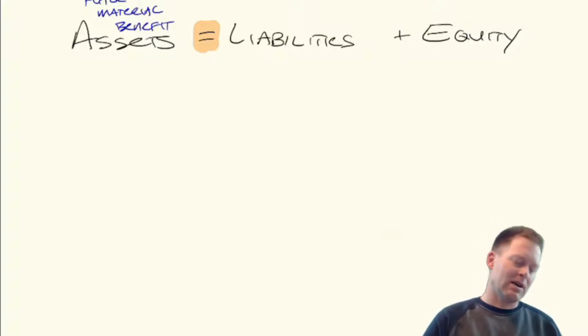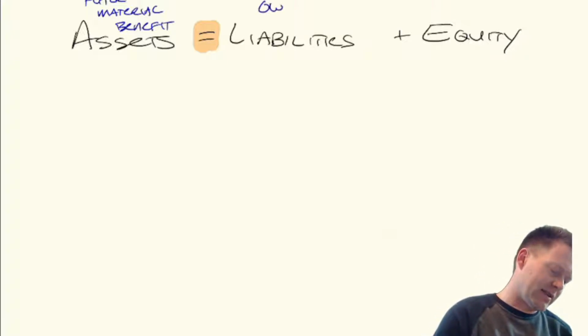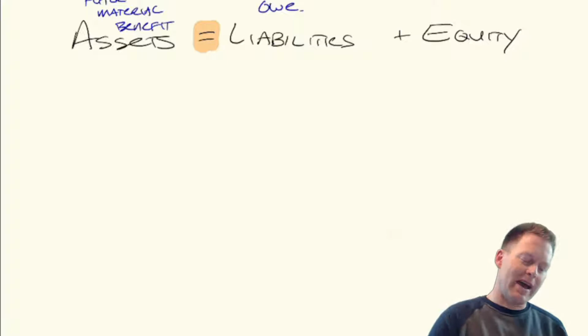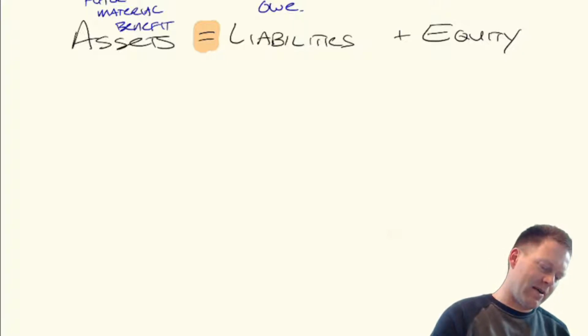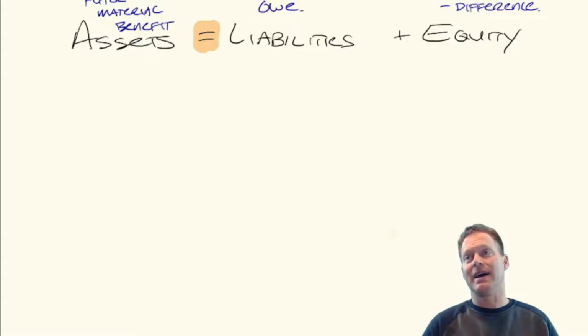Okay? Liabilities are things that we owe. Now, equity, if you watched the first video, I kind of referred to it as the leftover or the difference, or in a financial accounting context, the book value. Okay? So it has to balance out here, right?